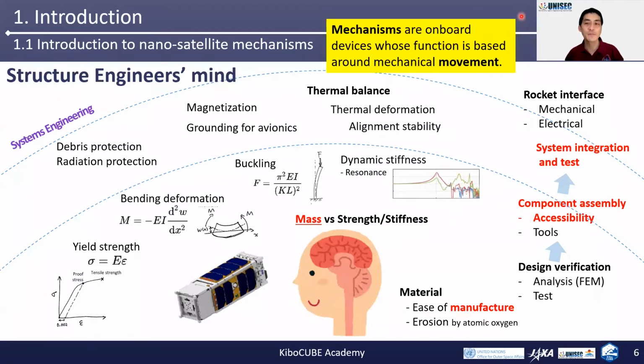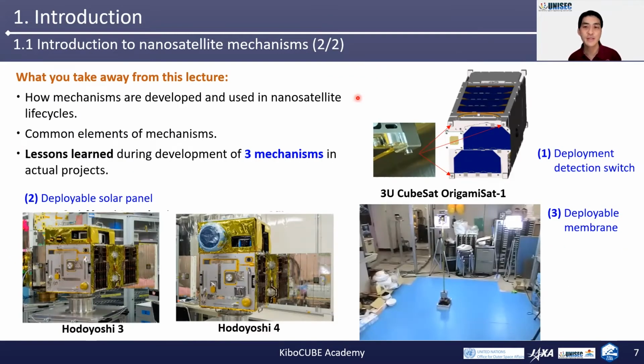To develop mechanisms, first of all, you need to be familiar with structural engineering theories. But for nanosatellites, the resources, meaning mass and volume, are very limited. Therefore, your mechanism affects the other subsystems on the entire satellite, and vice versa. These couplings are very strong, especially in nanosatellites. So it is important to be familiar with the entire system of the satellite when you develop mechanisms and structures on nanosatellites. Today, you will learn how mechanisms are developed and used in the nanosatellite life cycle.